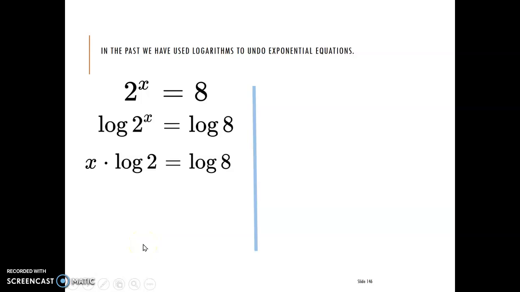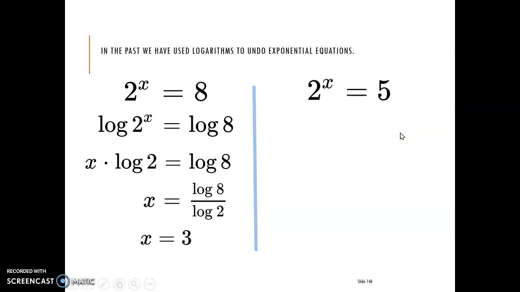Anytime we have a coefficient with a variable, we just divide to get away from it. So we're going to divide both sides by log 2, and we get x is equal to log 8 divided by log 2. If you type that in your calculator, you will get x is equal to 3.